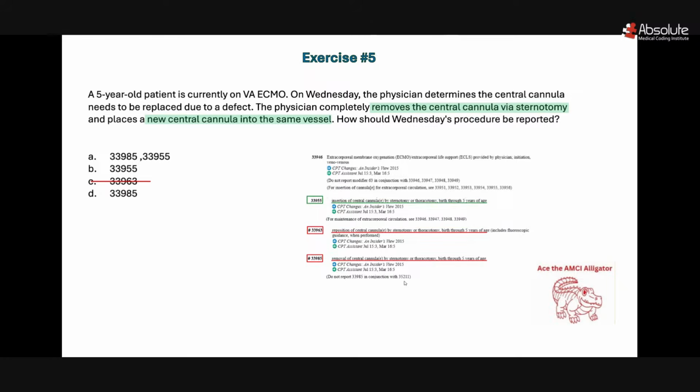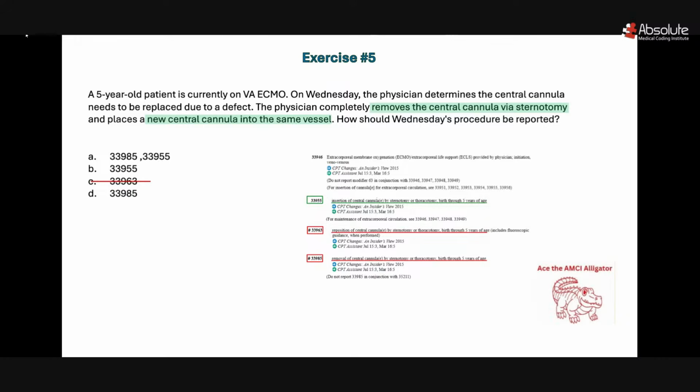Okay, so let's look at the next one. We have 33955, which is coding for extracorporeal oxygenation support provided by physician, insertion of a central cannula by sternotomy or thoracotomy, birth through 5 years of age. Okay, so 33955 is coding for insertion, while 33985 is coding for removal.